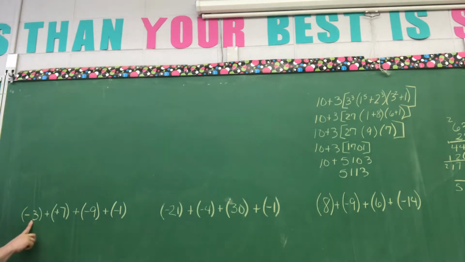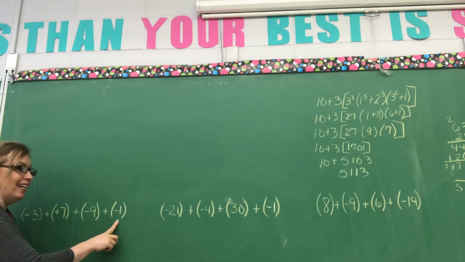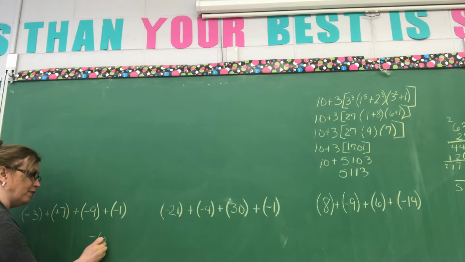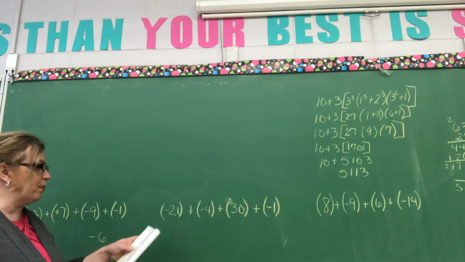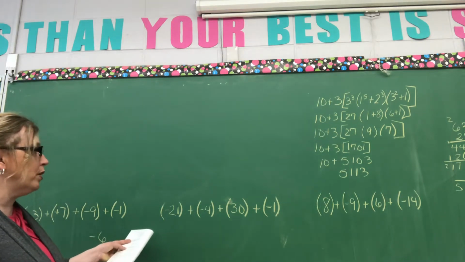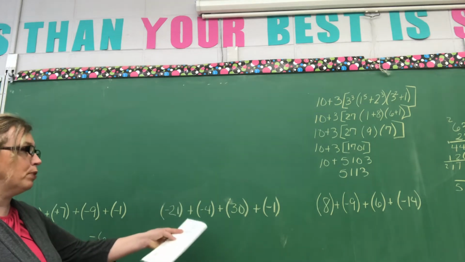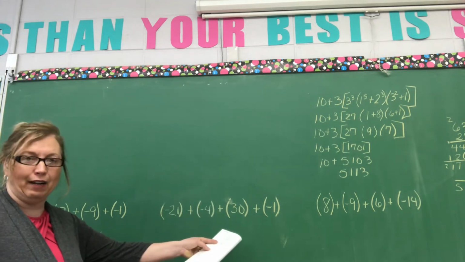Negative 3 plus positive 7 gives us positive 4. Positive 4 plus a negative 9 gives us a negative 5. Negative 5 plus negative 1 gives us a negative 7. Look at your next problem. You have negative 21 plus negative 4 plus positive 30 plus a negative 1.